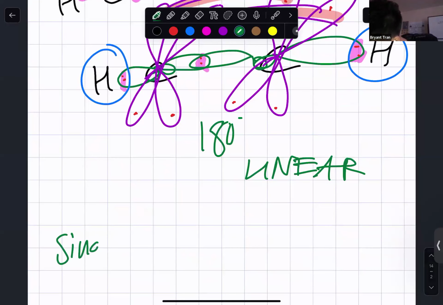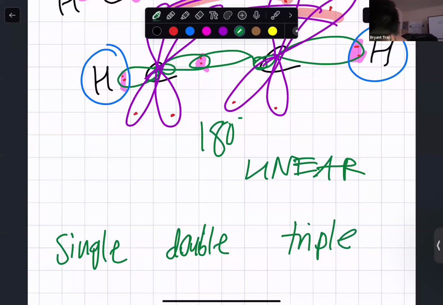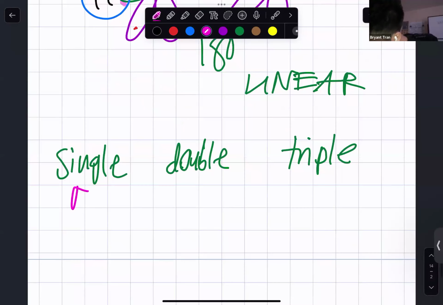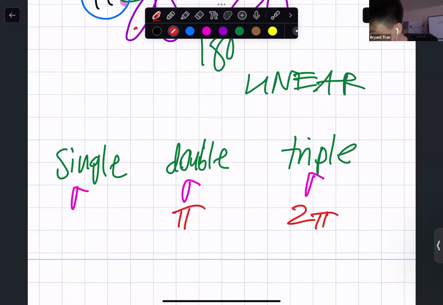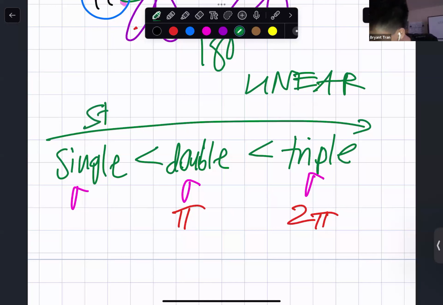Now let's talk about the single versus double versus triple bond. We said the single bond has one sigma bond, double bond has one sigma bond, and triple bond has one sigma bond. But double bond also has one pi bond, triple bond has two pi bonds. So if we think about the strength, the strength is going to increase from single to triple bond, where triple bond is the strongest.